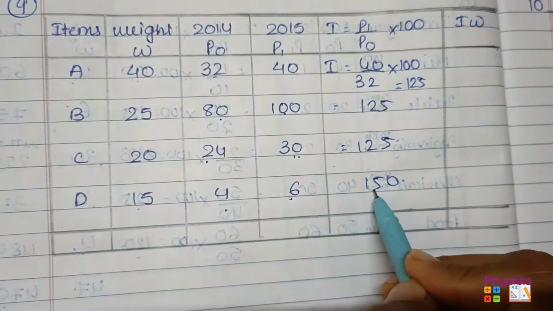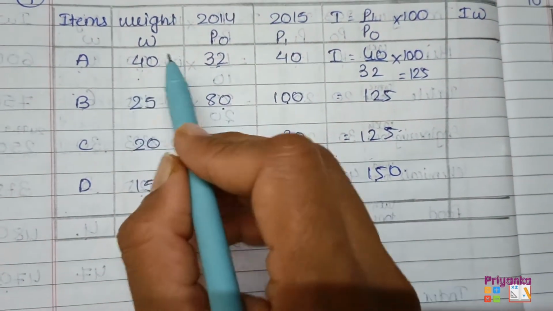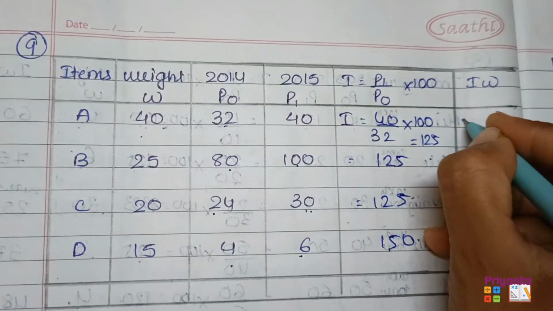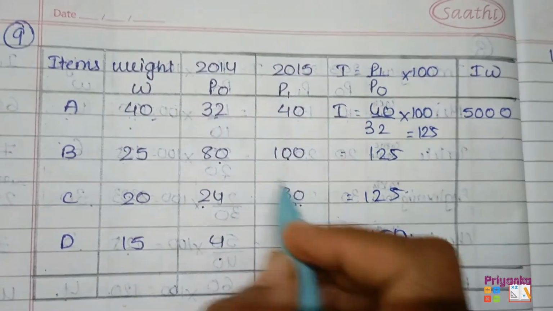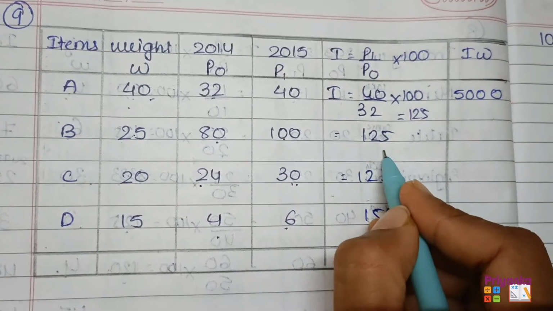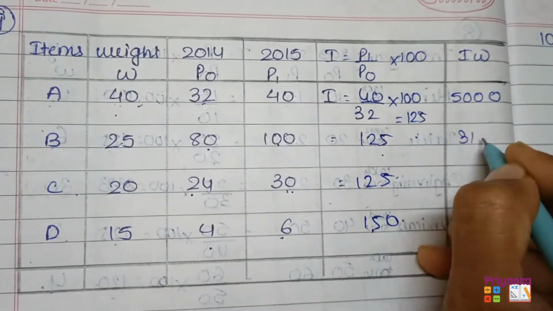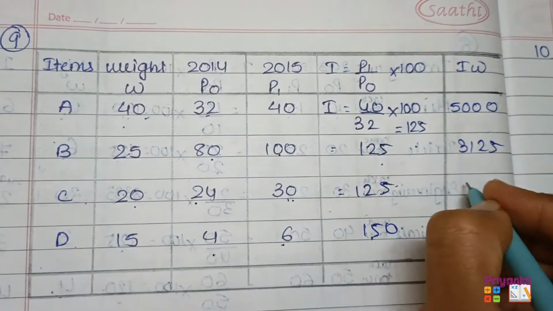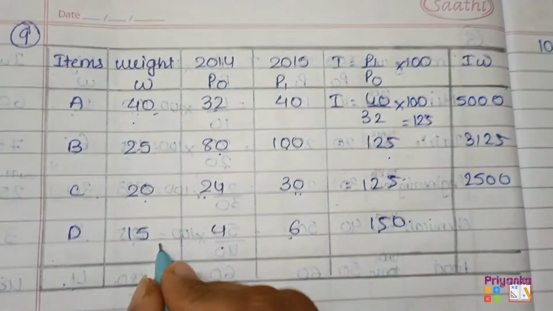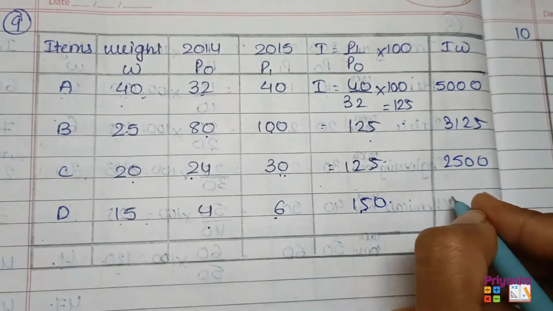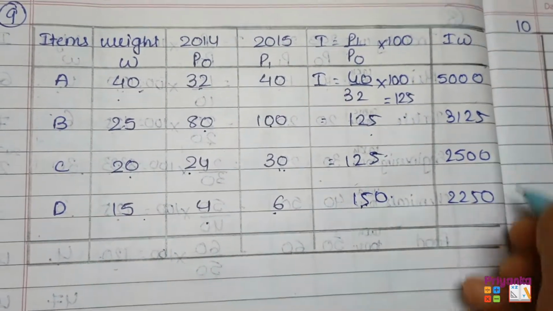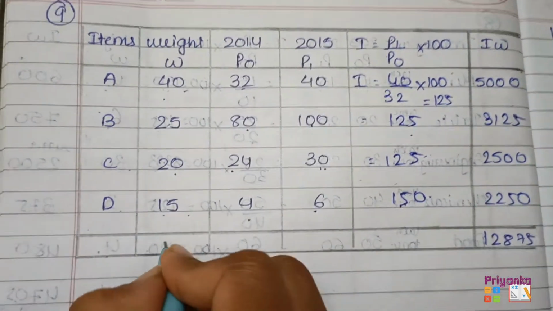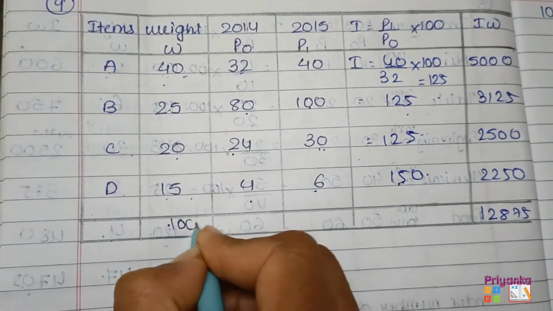So here the column I is ready and W is already given. So 40 multiplied by 125, it will be 5000 in IW. Next, 25 multiplied by 125, that is 3125. 20 multiplied by 125, that is 2500. 15 multiplied by 150, here we get 2250. The total of this column will be 12875, and the total of weight is 100.